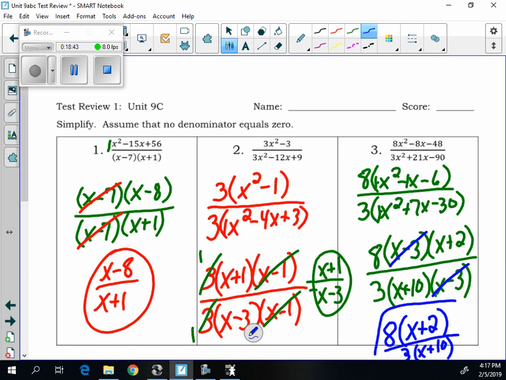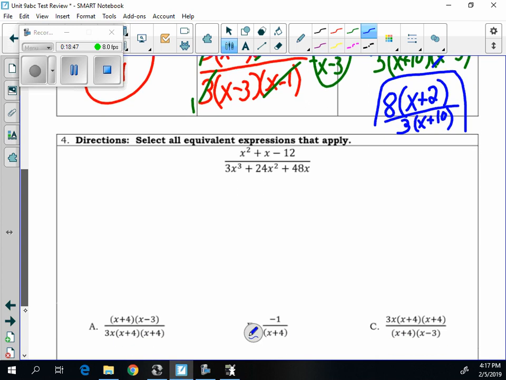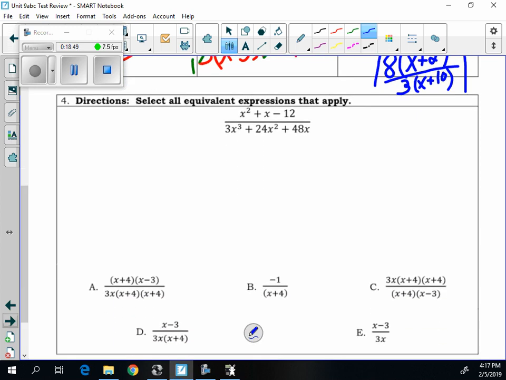Last one. So select all equivalent expressions that apply. Really got to be careful here. There's probably going to be more than one answer. Every time I ever see this, there's more than one answer. So at every step, stop and look at the answers. So right now, if I look at the answers, there's nothing like the beginning, so you don't have an answer. But first thing we're going to do, factor.